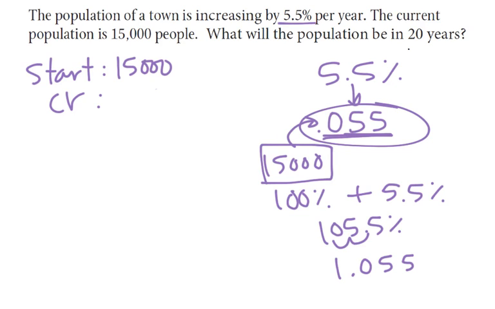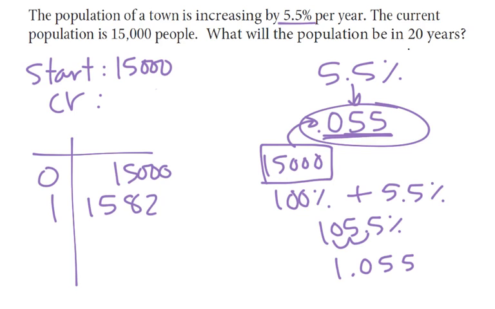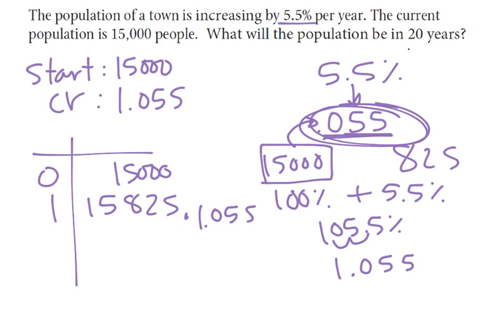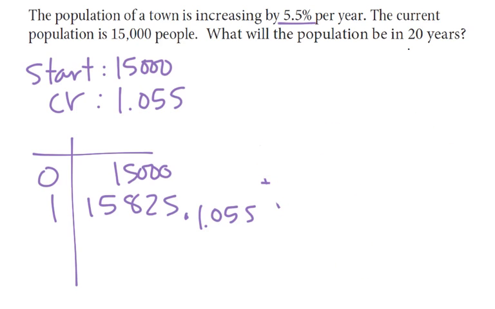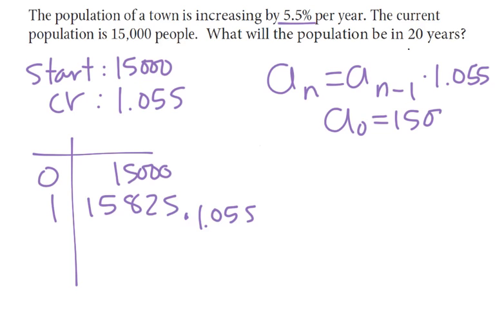So if we move the decimal, we're actually increasing by 1.055, which, if I take 15,000 and times by 1.055, we end up with, if I did a table, after that first year 15,825, which is what we said, 825 was 0.055 of 15,000. So each time I'm multiplying by 1.055. So my constant ratio is actually 1.055. So that's kind of just a little trick you can use there. So a sub n equals a sub n minus 1 times 1.055, and a sub 0 equals 15,000.